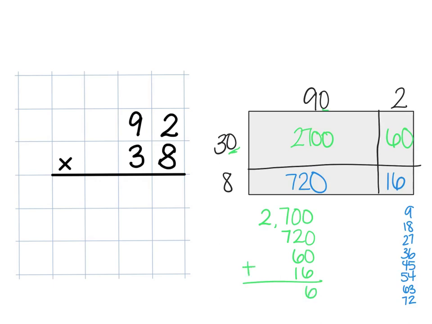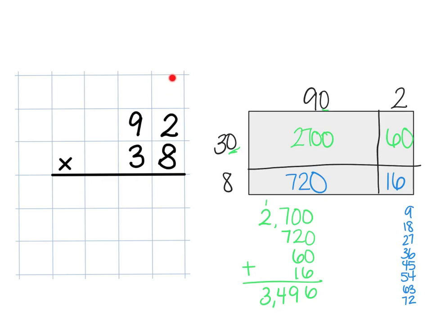6, 2, 8, 9. 7 plus 7 is 14. And 3,000. 3,496. Now let's figure out the standard algorithm to see if it is the same.